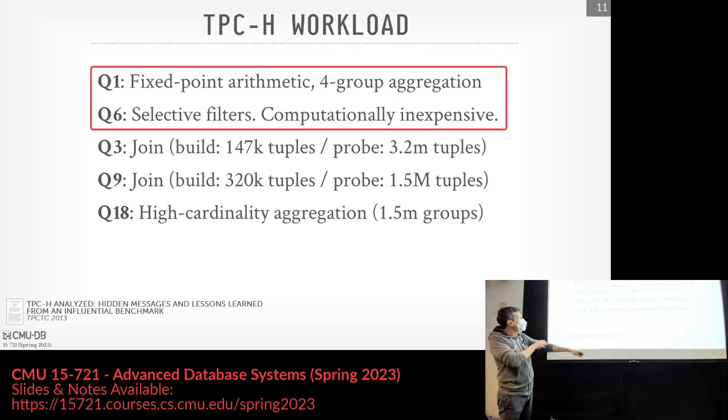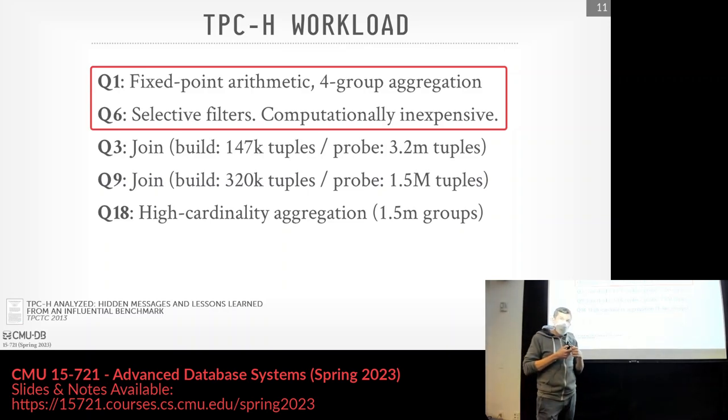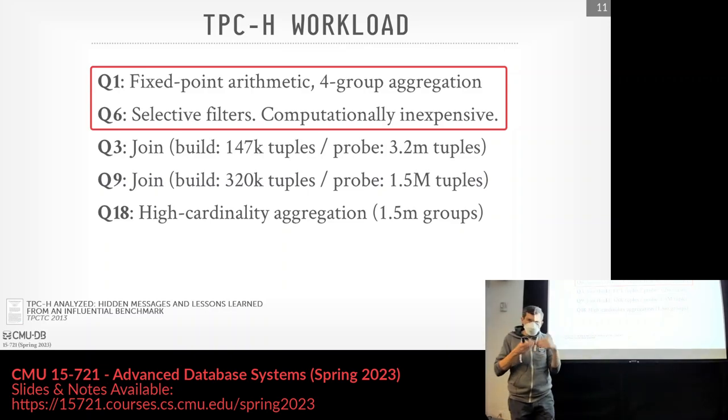So the first two queries, Q1 and Q6, are going to be without joins, scans on the lineitem table, which is the largest table in TPC-H. Think of it like the fact table in a star schema. The first one is going to compute 4 aggregates, but it's also going to do fixed-point arithmetic, with the fixed-point numerics. And then Q6 is going to have very selective filters that are cheap to compute. I think there might be one numeric, but it's mostly integer evaluation, like you're comparing two integers.